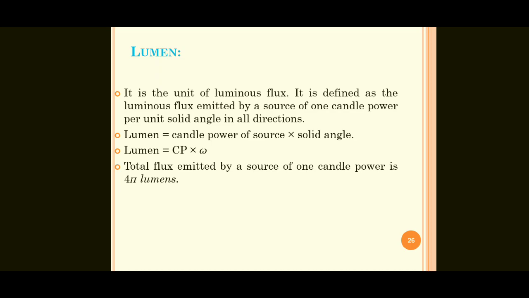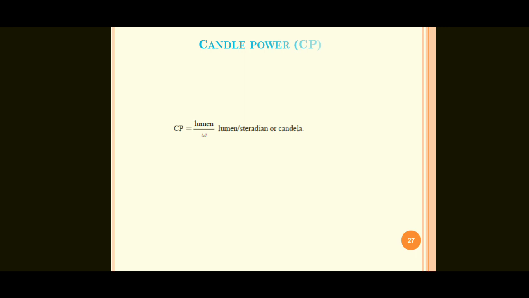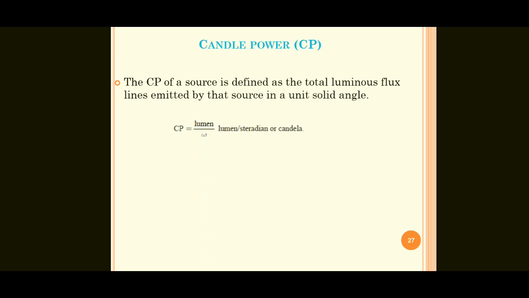Next one, candle power. Candle power Cp of a source is defined as the total luminous flux emitted by that source in a unit solid angle. So candle power is equal to lumens by omega, in lumens per steradian or candela.